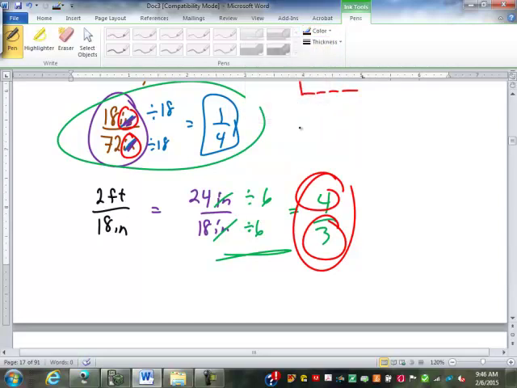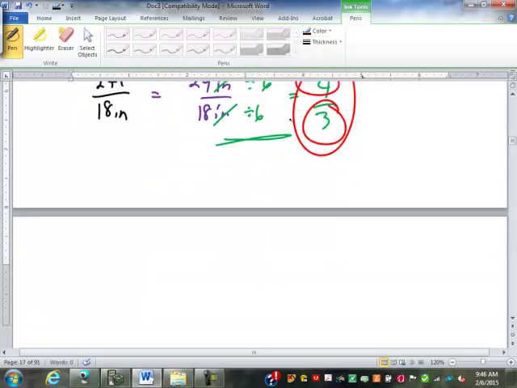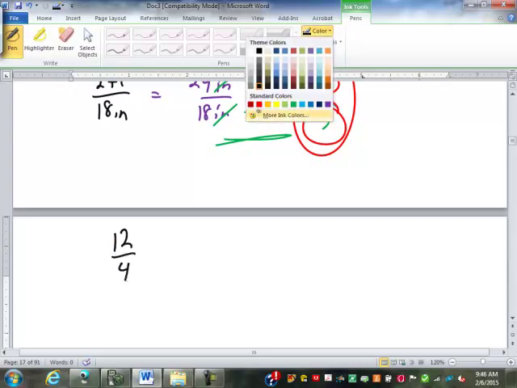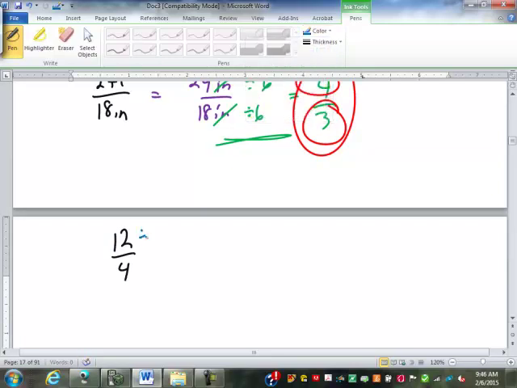Or let's say we had a ratio of 12 to 4. Well, both of those numbers divide by 4, which gives us 3/1. As a fraction, we would change that to just 3. As a ratio, we need to leave that as 3/1, or 3:1, because we have to have that second number to compare to.